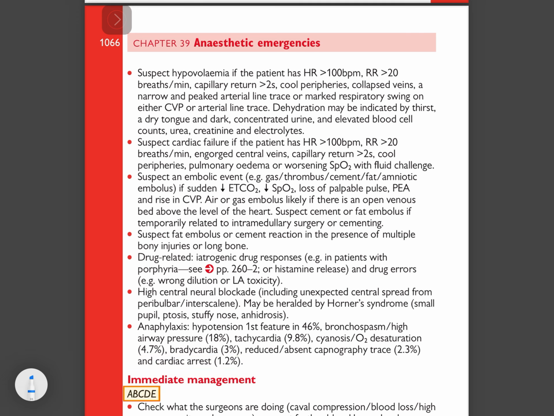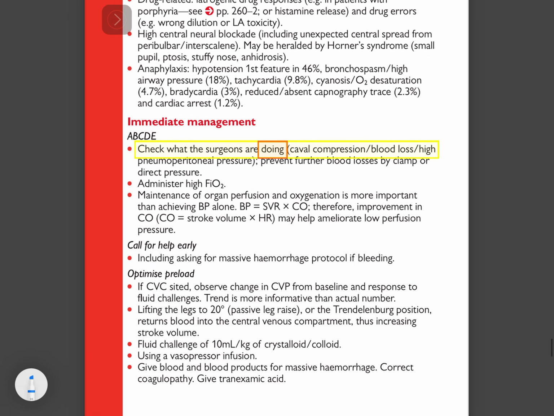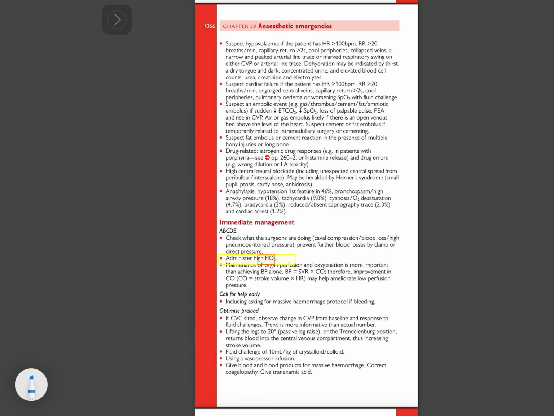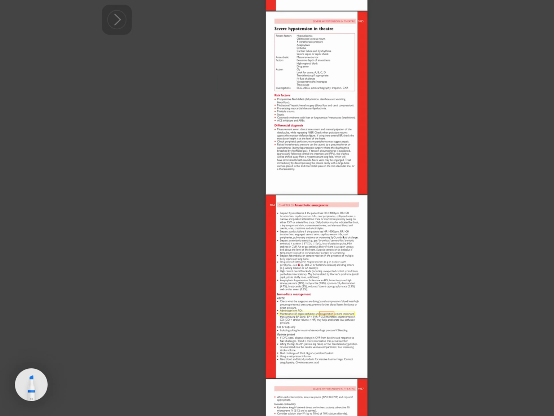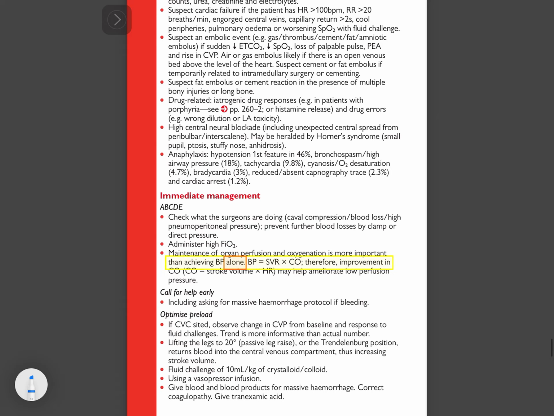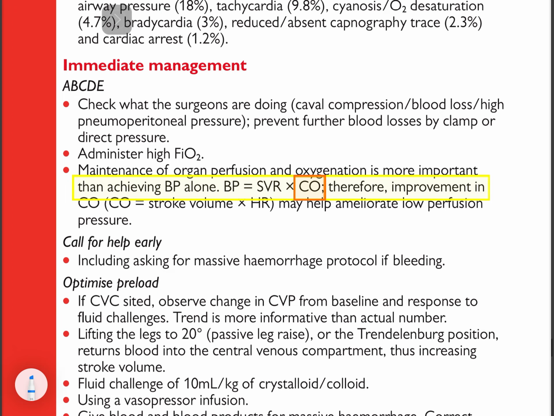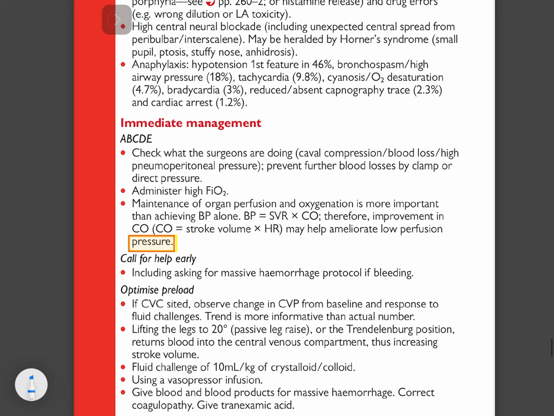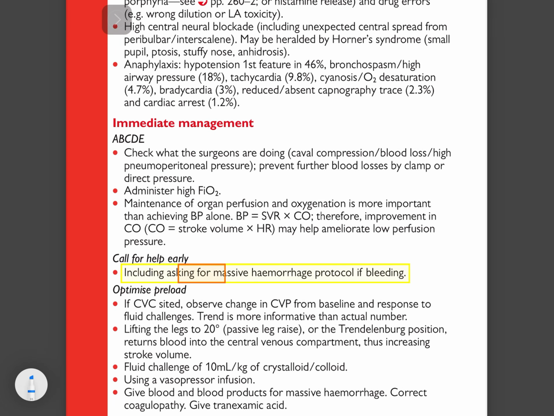Reduced or absent capnography trace 2.3%, and cardiac arrest 1.2%. Immediate management: ABCDE, check what the surgeons are doing, caval compression, blood loss, high pneumoperitoneal pressure. Prevent further blood loss by clamp or direct pressure, administer high FiO2. Maintenance of organ perfusion and oxygenation is more important than achieving BP alone. BP equals SVR × CO, therefore improvement in CO, equal to stroke volume × HR, may help ameliorate low perfusion pressure. Call for help early, including asking for massive hemorrhage protocol if bleeding.